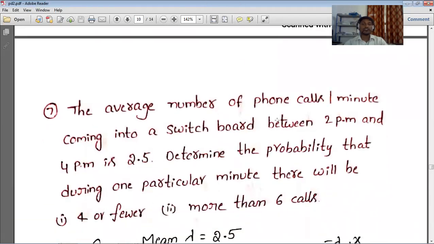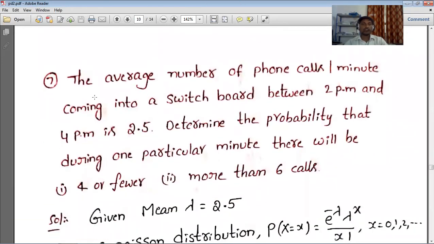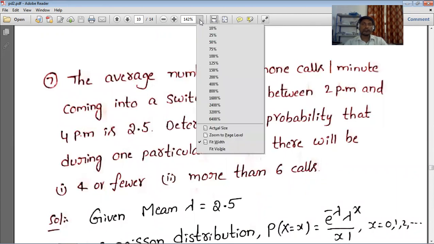Okay. Now next problem, the same type of one. The average number of phone calls per minute coming into a switchboard between 2 p.m. and 4 p.m. is 2.5. Determine the probability that during one particular minute there will be 4 or fewer.